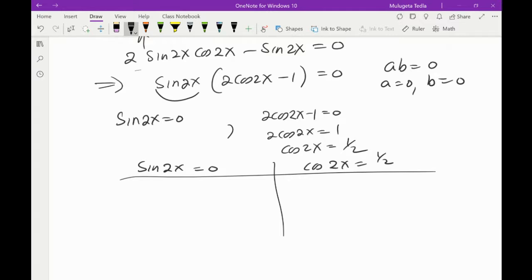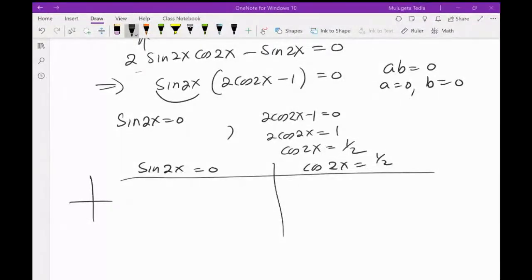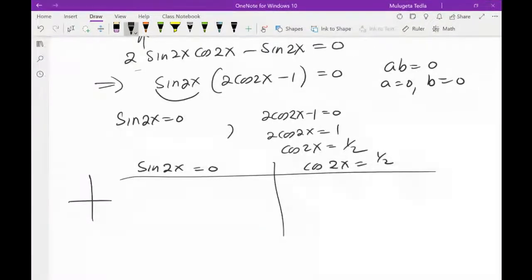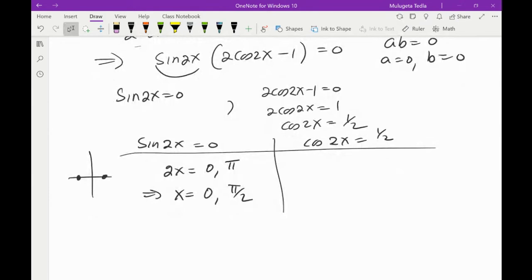Well, sine and cosine are 0 at quadrant angles. When is sine 0? Can you tell me on the xy axis? When is sine of an angle 0? When the angle is 0 and 180. Excellent, right? So when the angle is 0 and 180, 2x must be 0 and pi. Then x must be 0 and pi over 2, because I have to divide by 2. You understand? These are quadrant angles, so that's it.